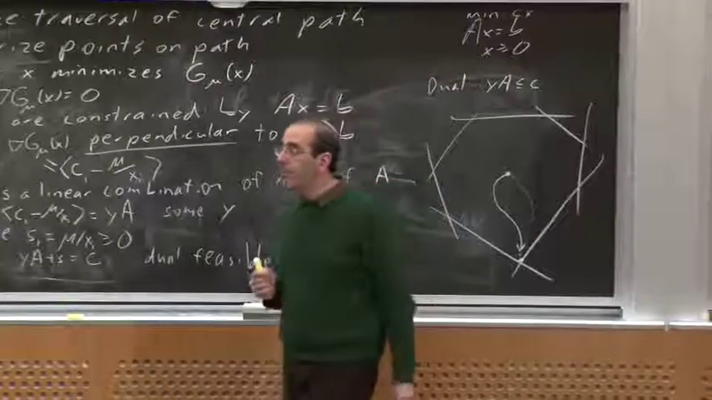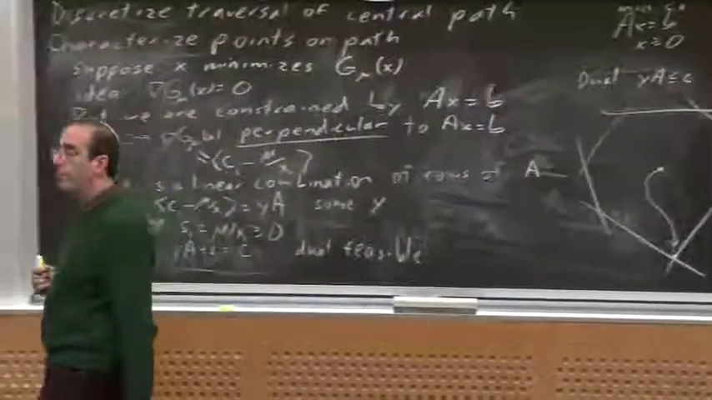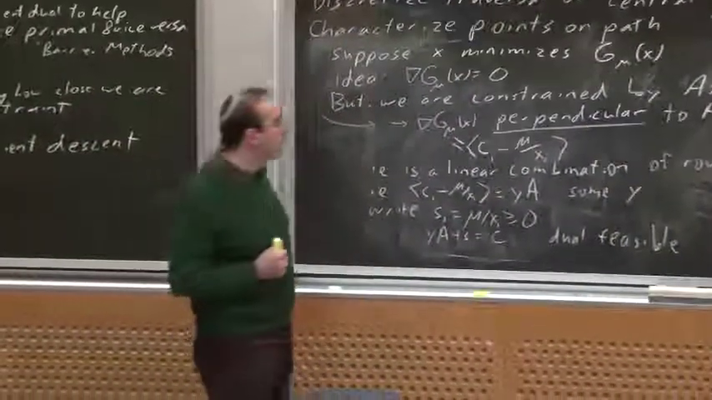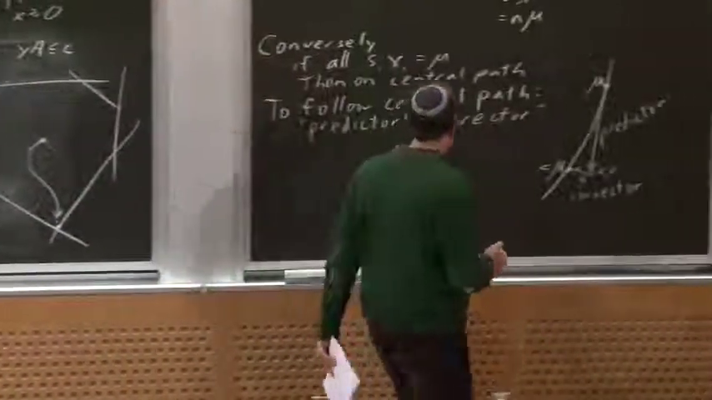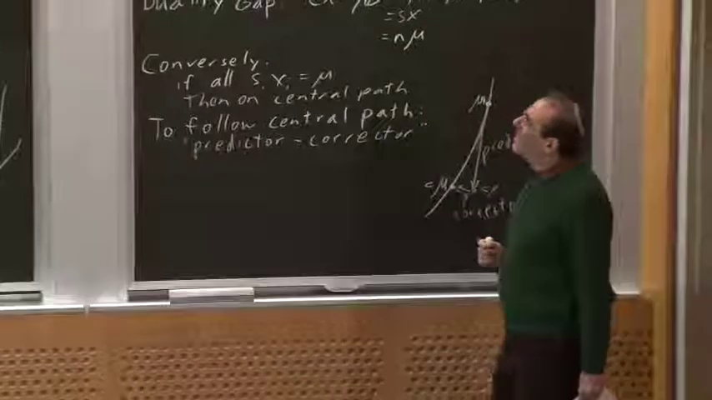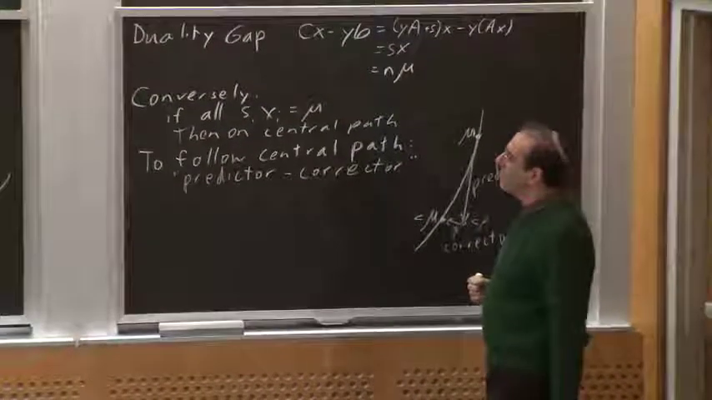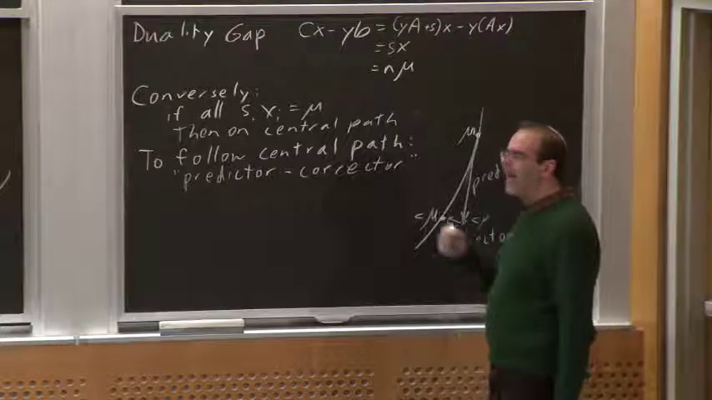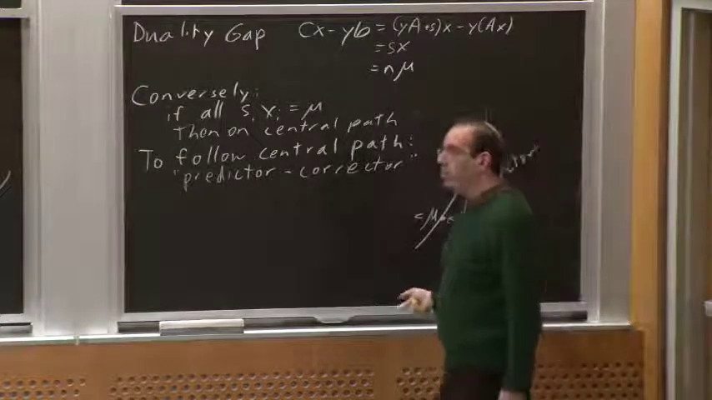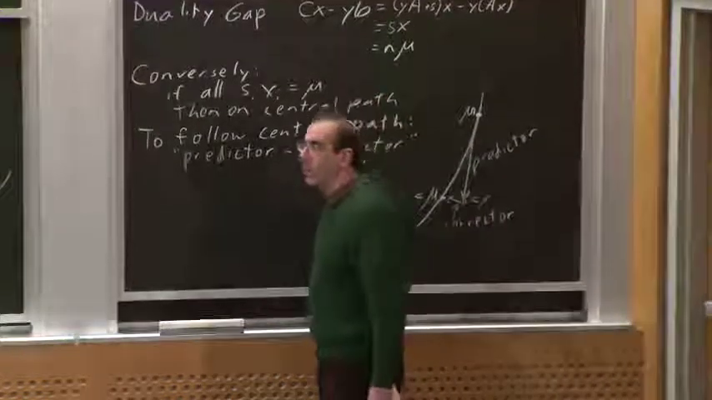Yes. For every mu you take, is there a unique minimum? So is the central path actually like a curve? I believe that the central path is a path. Well, you may be able to make degenerate cases where there's a bunch of solutions, but certainly we're going to trace out a path. We're not going to introduce any ambiguity about where we should go.